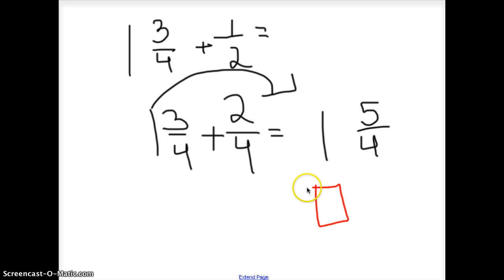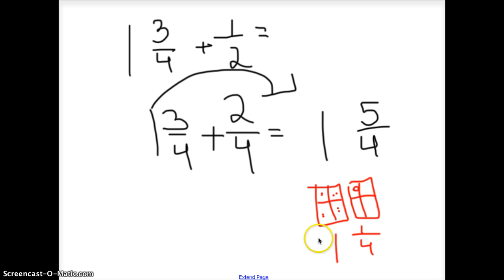if I drew that, I would color in 1, 2, 3, 4 of the 4s, but then I guess I would have to draw another object, divide it into 4s again, and color in that last one. So you have 5 of the squares colored in where I'm putting dots. So if I look at those objects now, I now know that I have 1 and 1/4.